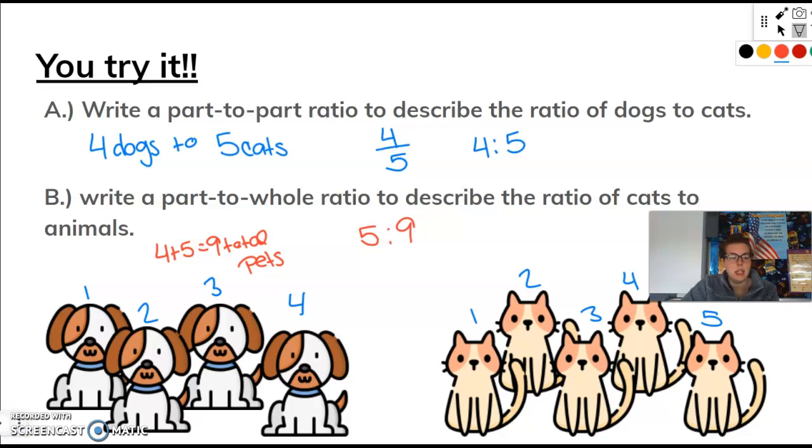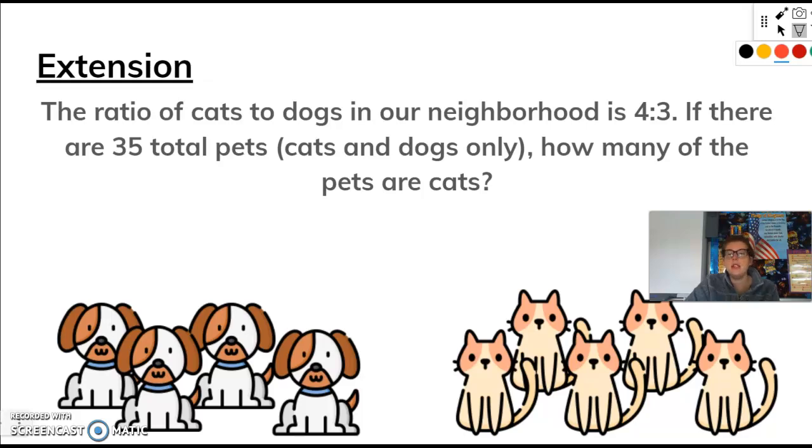Let's look at an extension problem. So typically with ratios, they don't quite ask you like, oh, what's the part to part, what's the part to whole? Usually you'll see a question that looks something like this. This also kind of combines with what we've been doing in class with our scale factor. So it says the ratio of cats to dogs in our neighborhood is 4 to 3. So if there are 35 total pets, cats and dogs only, how many of the pets are cats?